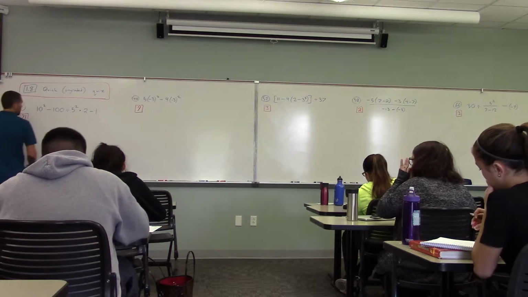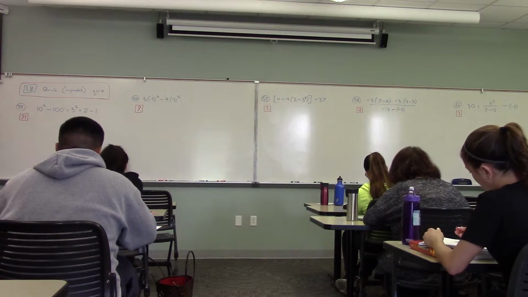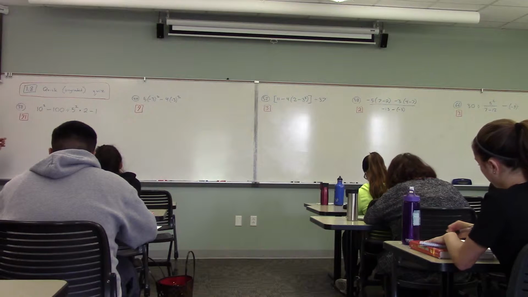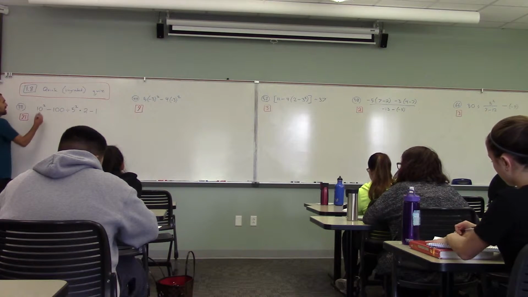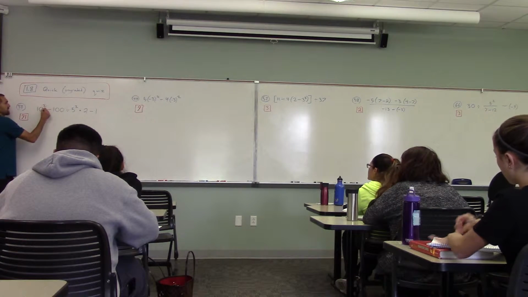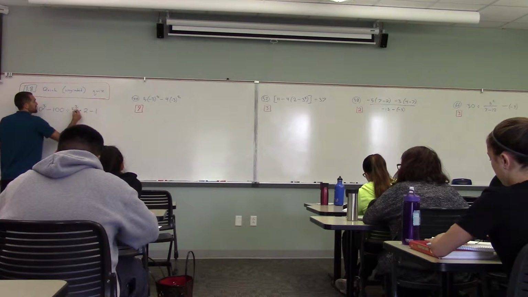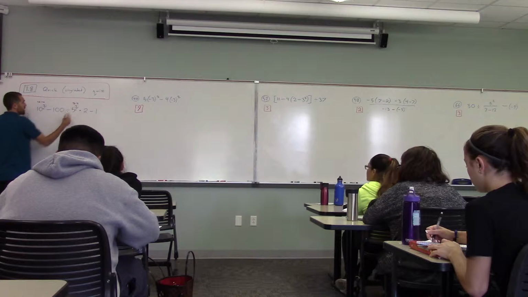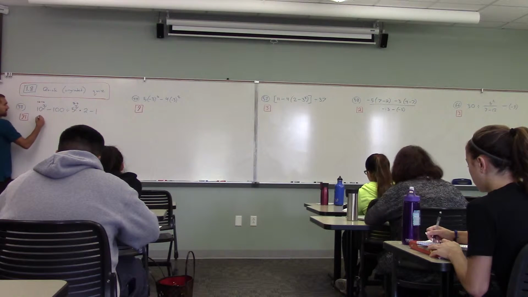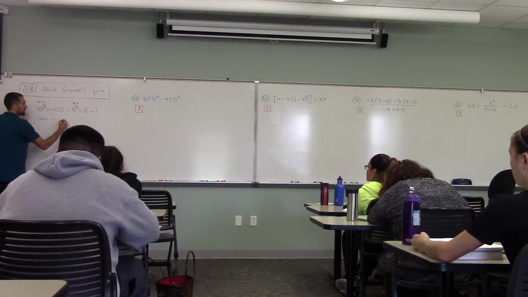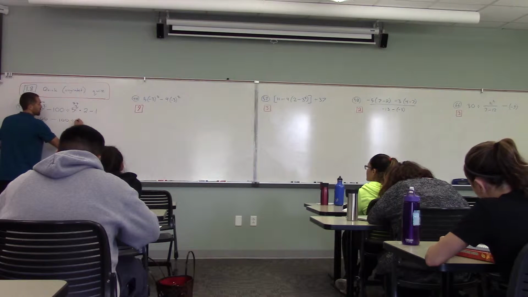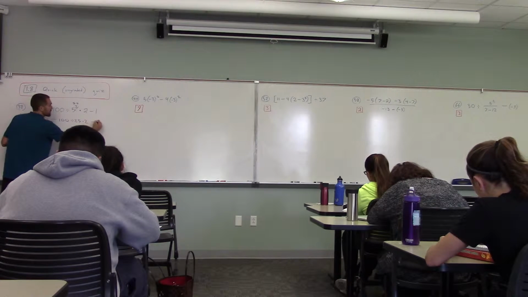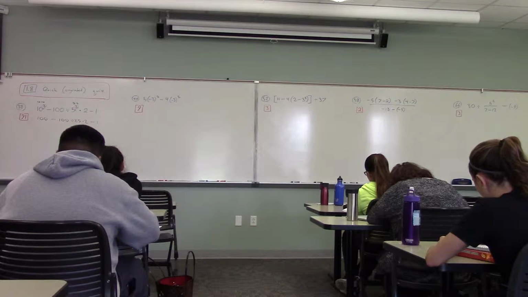So the first one, what comes first? Exponents. There's no parentheses. So we check out, the exponent hits the 10, the exponent hits the 5. So this is 10 times 10. This is 5 times 5. So rewriting it, we get 100 minus 100 divided by 25 times 2 minus 1. So rewriting everything with just that one step done.